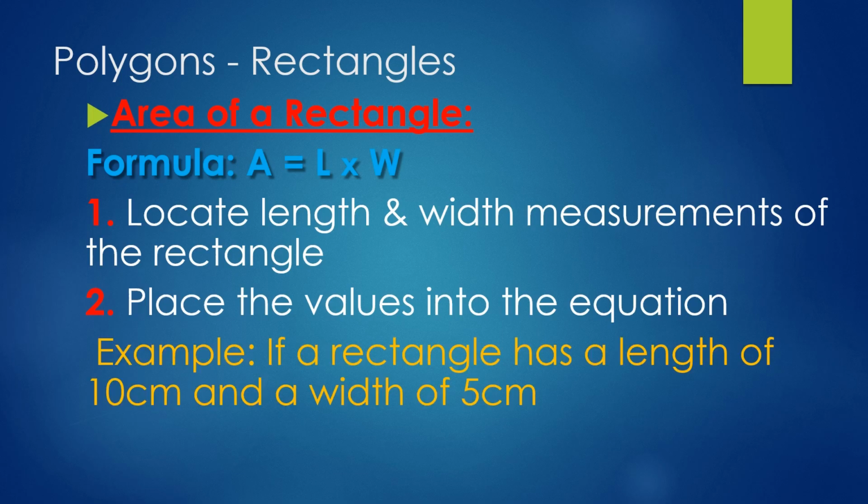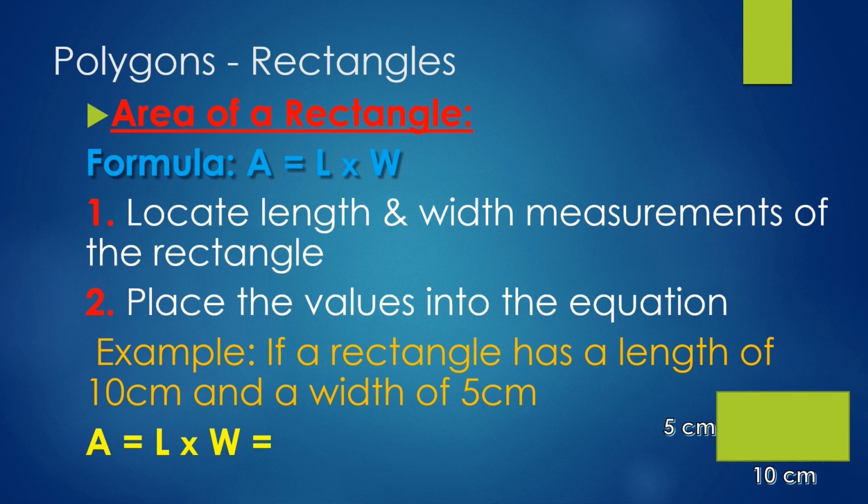For example, if a rectangle has a length of 10 centimeters and a width of 5 centimeters, you'll take the area equals length times width. Let's put those two values in, 10 and 5. So 10 times 5 would equal 50, and it would be centimeters squared.